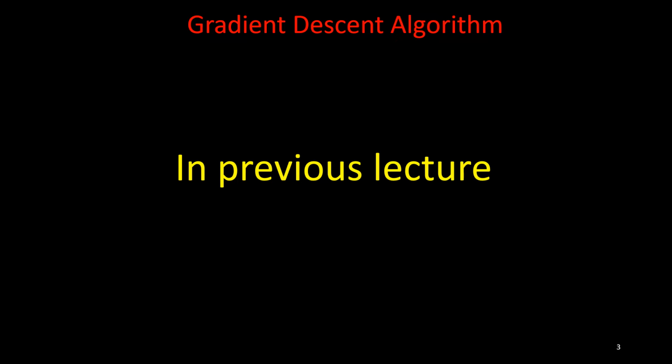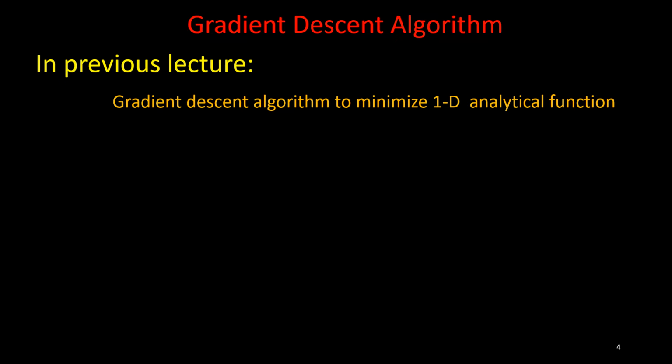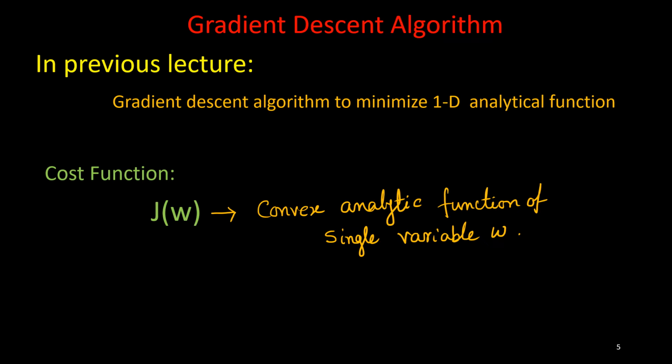In previous lecture, we have discussed the basic concept of gradient descent algorithm that is used to minimize 1D analytical function. So in analytical function, we imply that the cost function is defined by one equation. Here, the cost function is considered as convex analytical function, and it is having only a single variable, say it is w. In that case, the cost function is g of w.